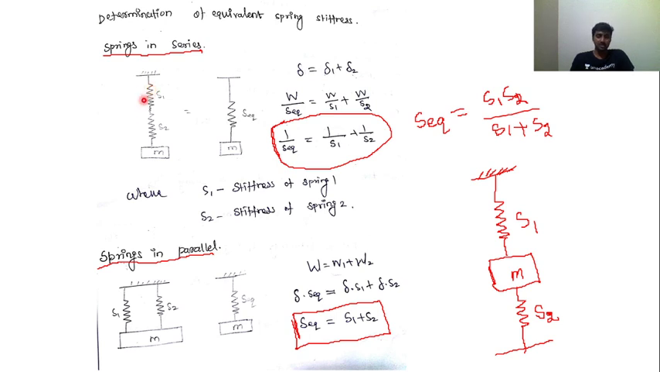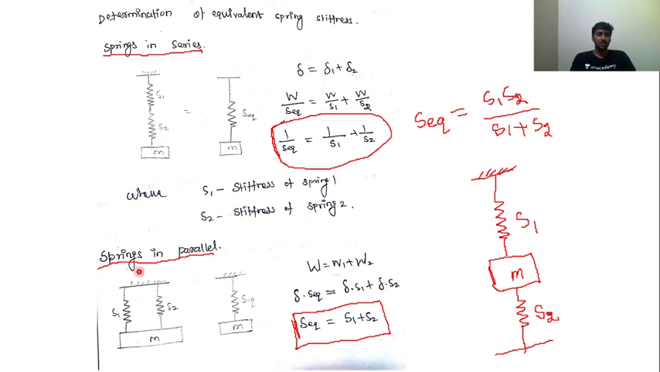Coming to the series connection, if you cut S1, the mass is removed from the support. If I cut S2, again the mass is removed from the support. So in order to keep the mass with the support, we have to keep both the springs.